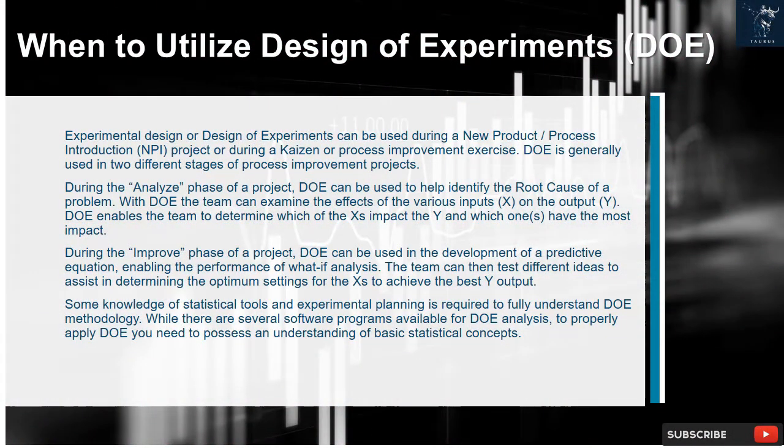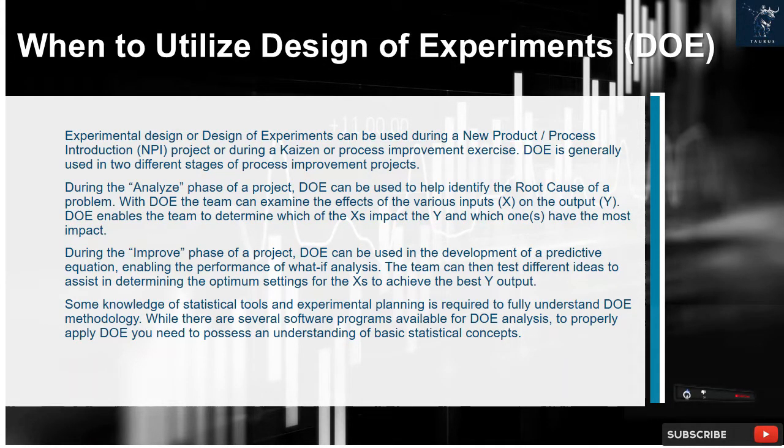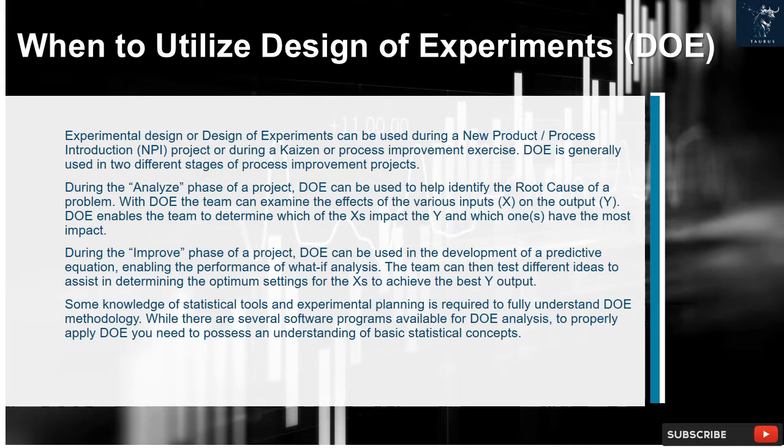When to utilize design of experiments. Experimental design or design of experiments can be used during a new product, process introduction, NPI, project, or during a Kaizen or process improvement exercise. DOE is generally used in two different stages of process improvement projects. During the analyze phase of a project, DOE can be used to help identify the root cause of a problem. With DOE, the team can examine the effects of the various inputs, X, on the output, Y. DOE enables the team to determine which of the X's impact the Y and which ones have the most impact.